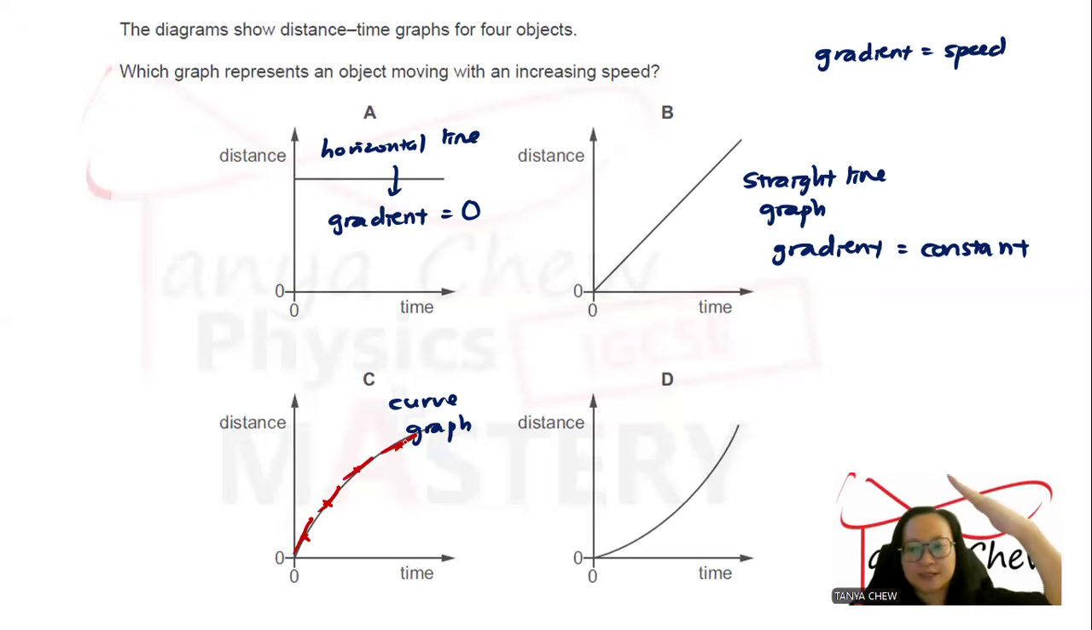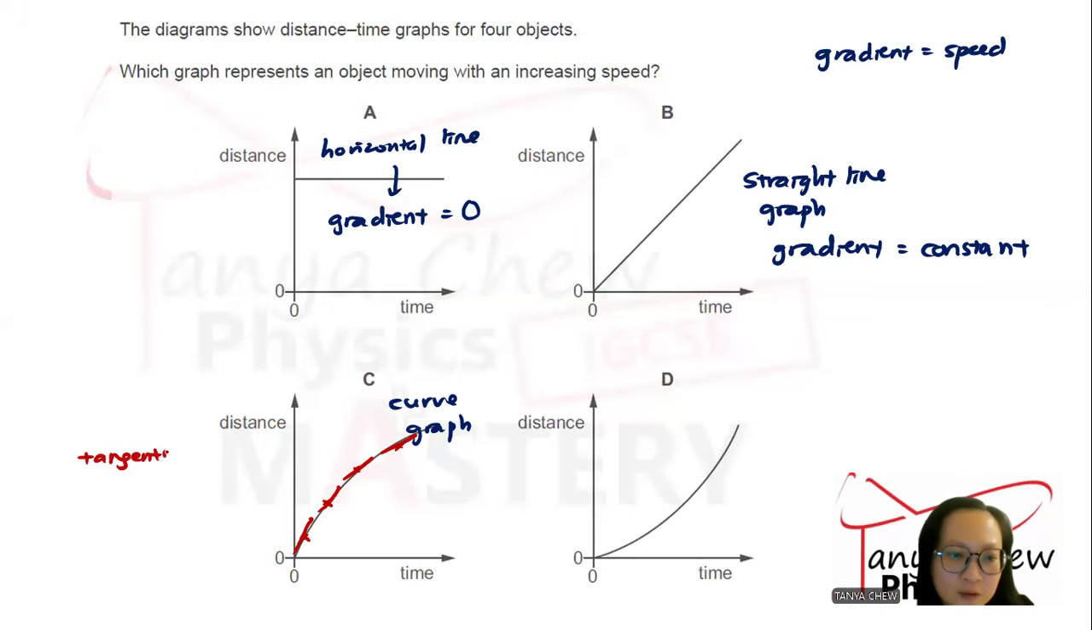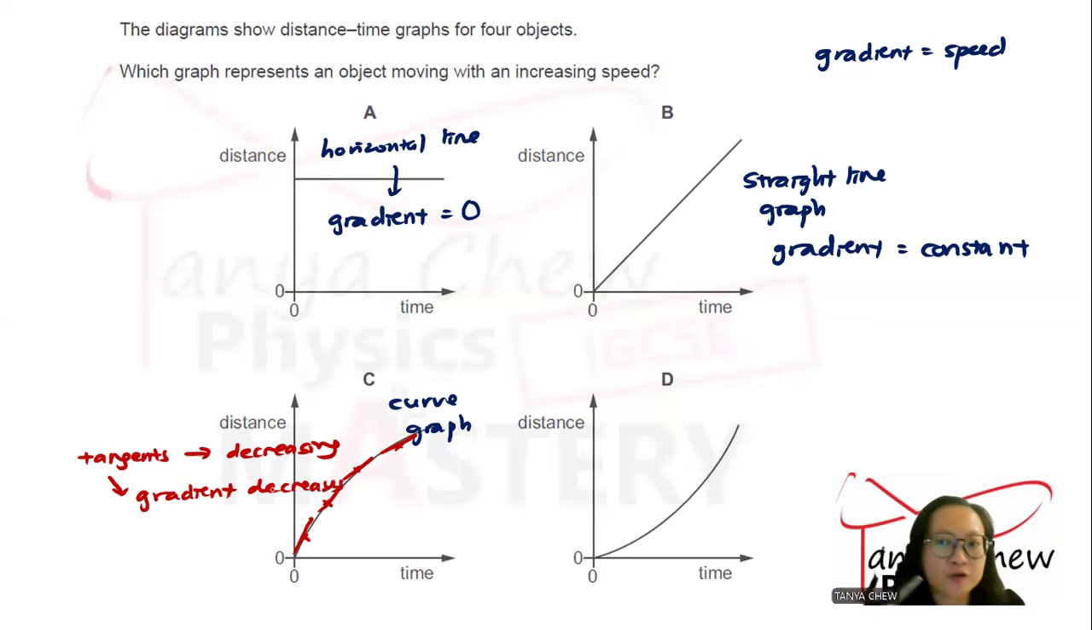You see my tangent is getting towards the x-axis, the time axis, right? Becoming more horizontal. That means the tangents are decreasing. When the tangent is decreasing, that also means the gradient decreases. Gradient decreases, that also means that the speed of the object is decreasing.